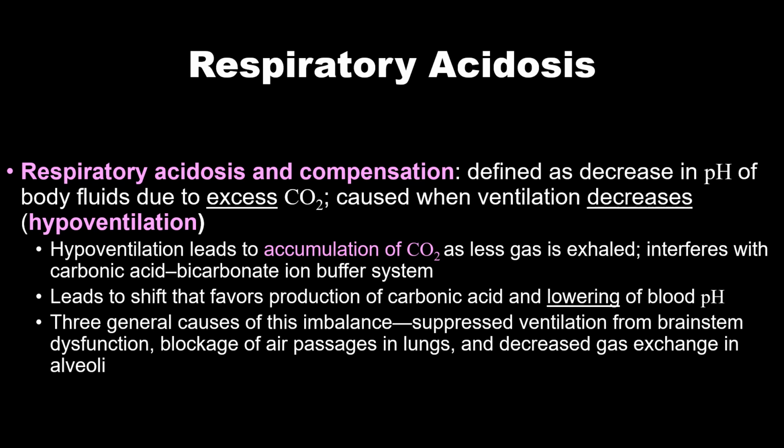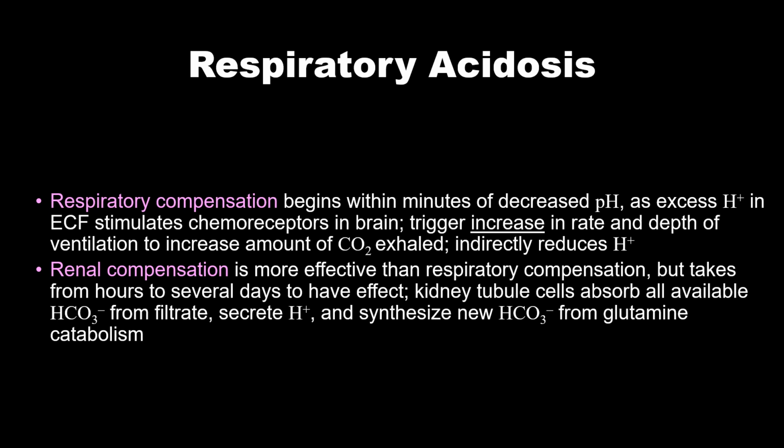Whatever the cause, the respiratory and urinary systems attempt to compensate. And respiratory compensation tends to begin within minutes of this pH disturbance, as hydrogen ions stimulate chemoreceptors in the brain. Okay, they say, oh my gosh, there's too much hydrogen, it's too acidic. These neurons then trigger an increase in the rate and depth of ventilation in an attempt to rid the body of excess CO2 and thus hydrogen ions.